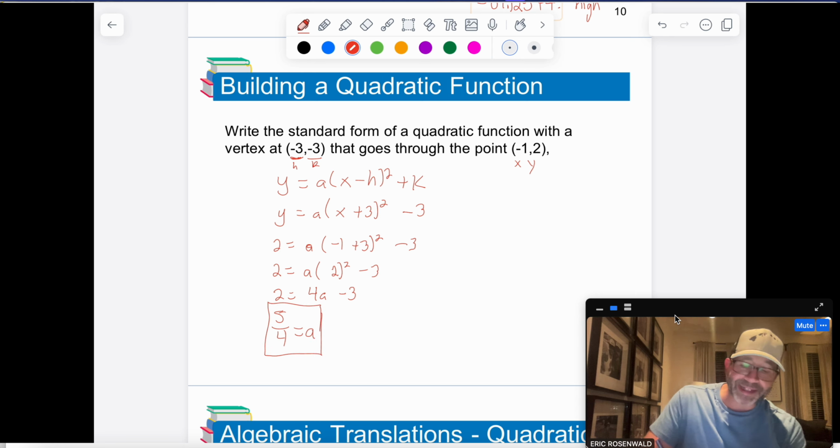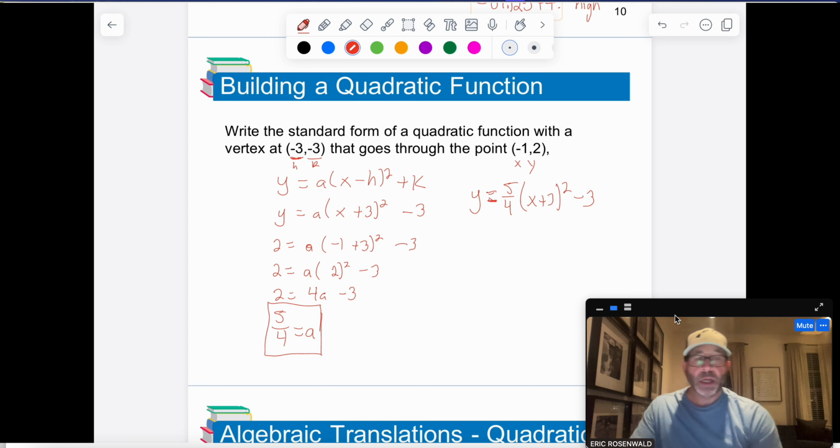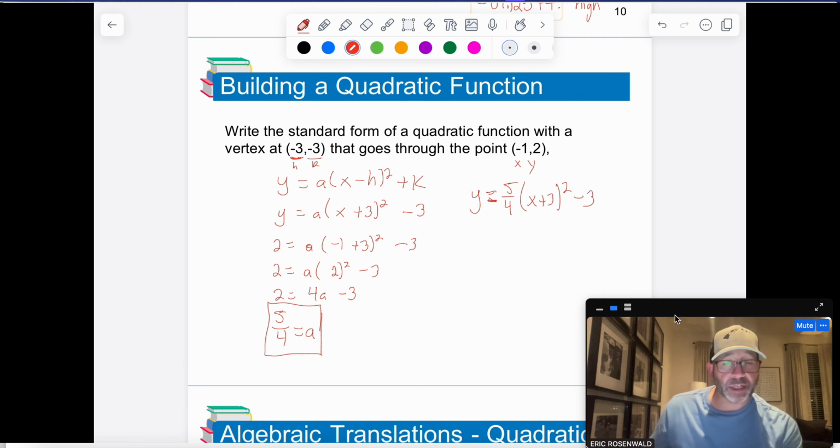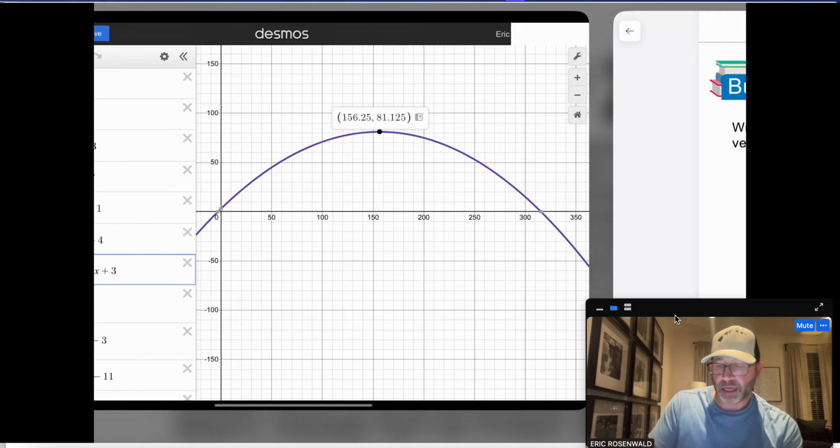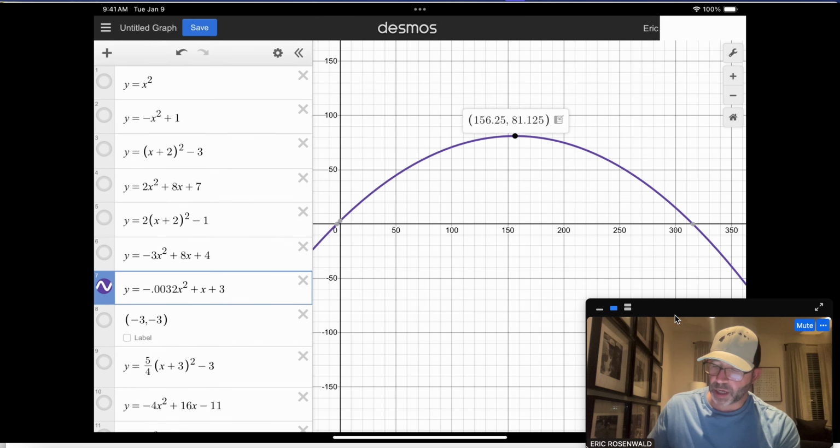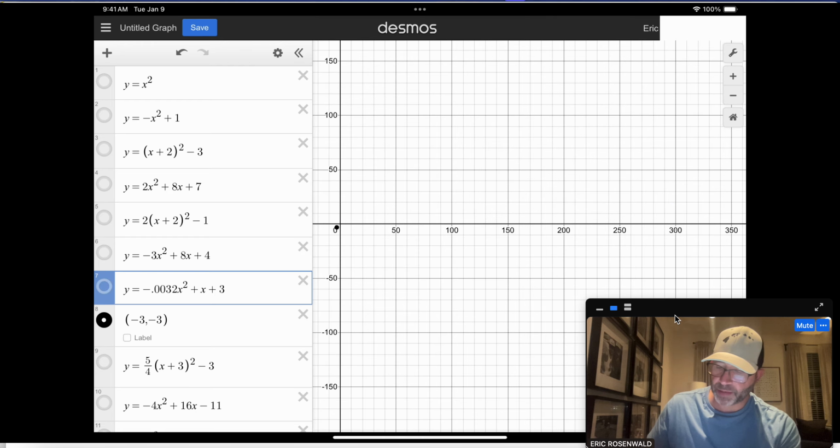So if we put this back together without the given point, we can use my vertex here. We're going to have y is equal to 5 over 4 times (x plus 3) squared, and then minus 3. Now I can check my answer for this. Vertex is at -3, -3, and the coordinate is at -1, 2. I put that there. I'm going to label it.